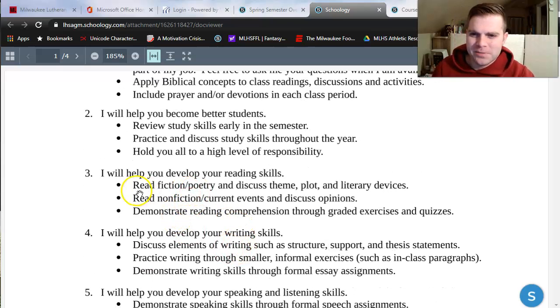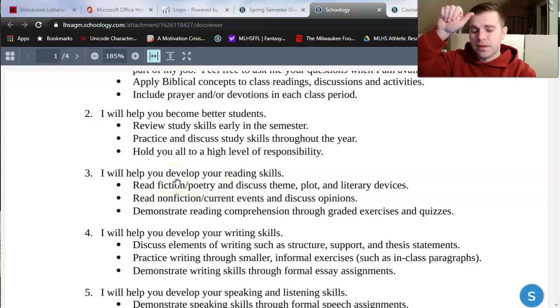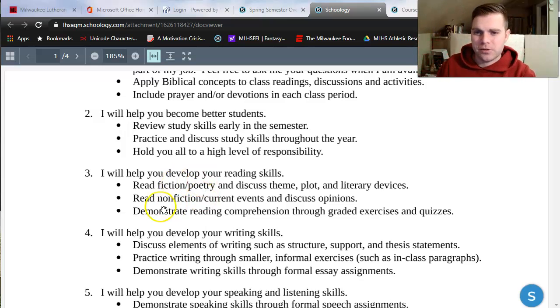Reading is part of my job. So this semester it says read fiction and poetry. Specifically this semester we're going to cover quite a bit of drama, so plays, maybe a little bit of film as well. We're also going to cover a graphic novel this semester, as well as poetry, short stories, those kinds of things in our African American Lit unit. We'll look at our calendar in a little bit here.